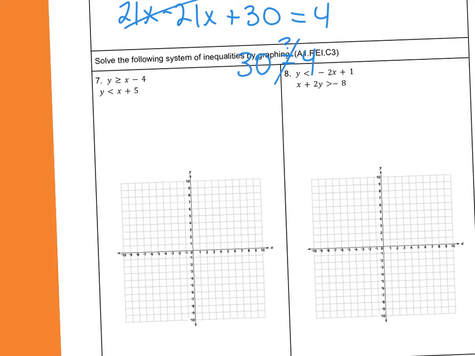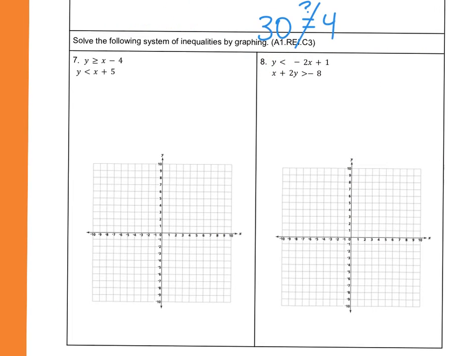Let's go ahead and we'll look at 7 and 8. So it's just solving the systems of inequalities by graphing. Number 7, is that first equation something I can graph without changing it? Yes, it is. What is the b value on number 7? Negative 4. Put a point. What's the slope? 1. Just 1. So up 1 over 1, up 1 over 1, right?